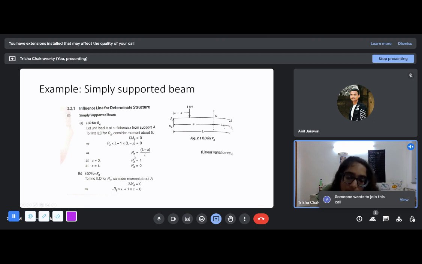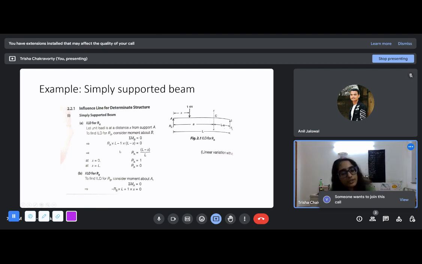This is basically the variation of the influence line of RA with x. This will of course always be a function of x, and you can see this is a linear function. So we just need to find it out at 2 points, and we can join them by a straight line. At x equal to 0, RA is 1. At x equal to L, RA is 0.